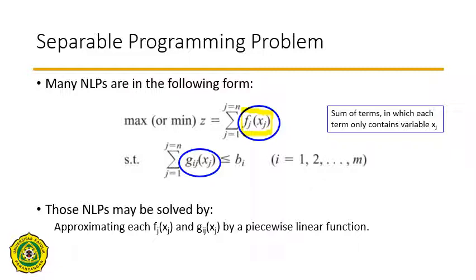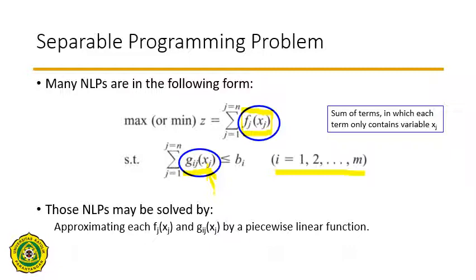The same thing happens with the constraints. You may separate the equation in all constraints as the sum of terms that only involve xj. So you can say that this part only contains x1, this part only contains x2, this part only contains x3, and so on. So you really can separate the equations. If you have that kind of nonlinear programming problem, then it is called a separable programming problem.